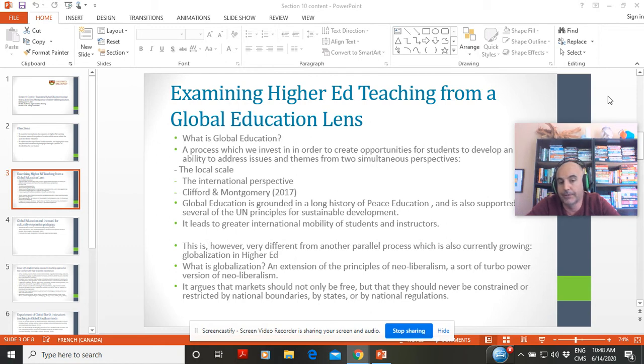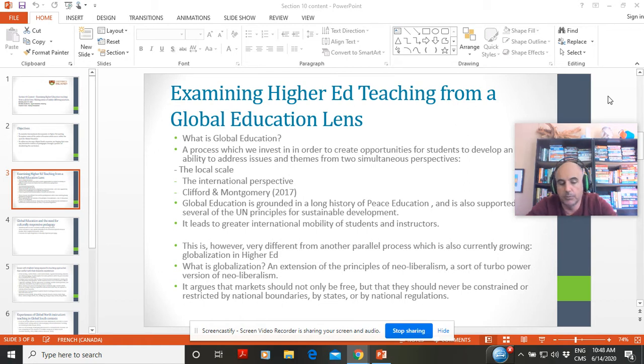So what is globalization? I've said here, I call it an extension of the principles of neoliberalism, a sort of turbo-powered version of neoliberalism. So it's going to be problematic, because we have already expressed several reservations or concerns about neoliberalism in higher ed during the course through some of the media pieces, and we're going to focus on that for the last unit. But we also already feel that tension. And here we're putting forward this notion of turbo-powered neoliberalism. So it's even more powerful than neoliberalism. So why is it a turbo-powered version?